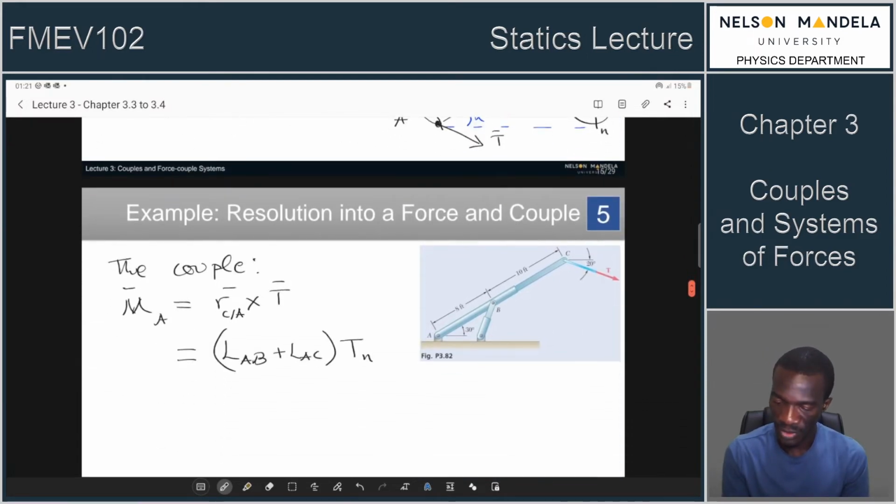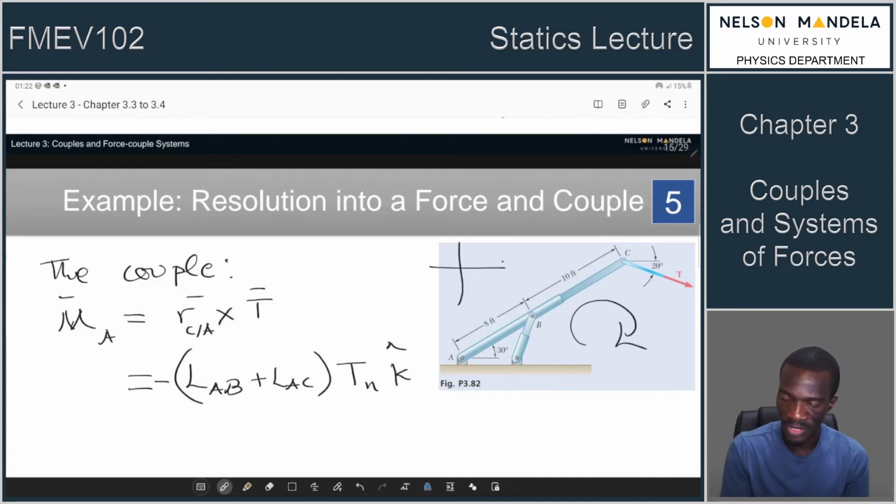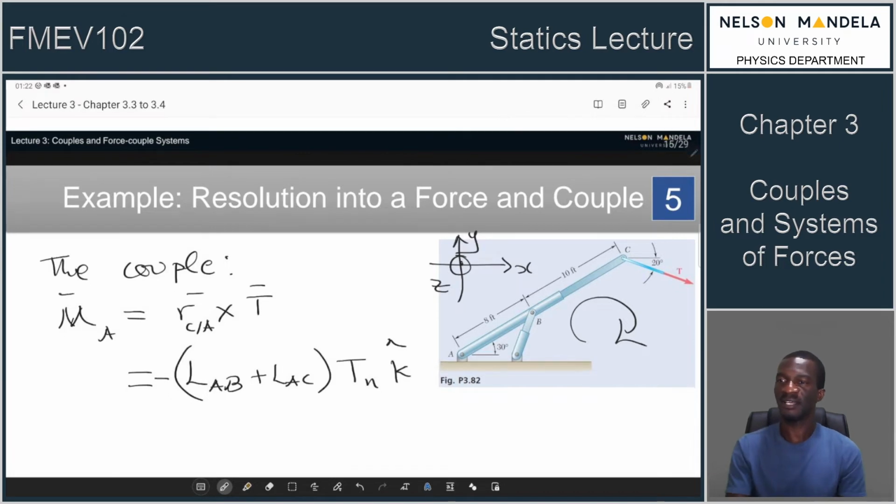The direction of rotation of your couple is obvious, isn't it? We can tell that the couple is going to twist our system in the clockwise direction. So it's in the minus K if you are using this reference frame. Always note, or always name or state, the reference frame.